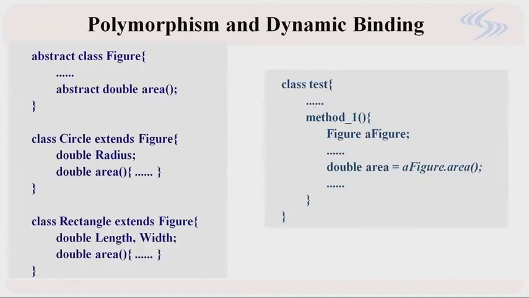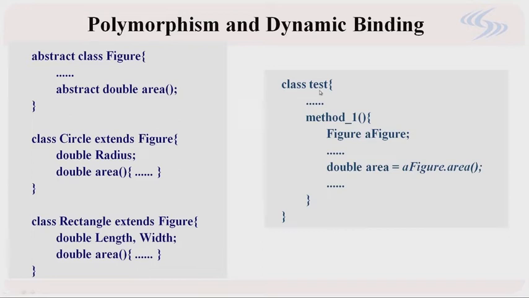Let's say if we implement in Java, it will be something like this. We get the abstract class figure and the abstract method area. Class circle extends figure. It has its own attribute, radius, and its own implementation for method area. So this method area is not abstract anymore because it got its own implementation. And it's the same with rectangle. It has its own attributes, length and width, and its implementation for its area.